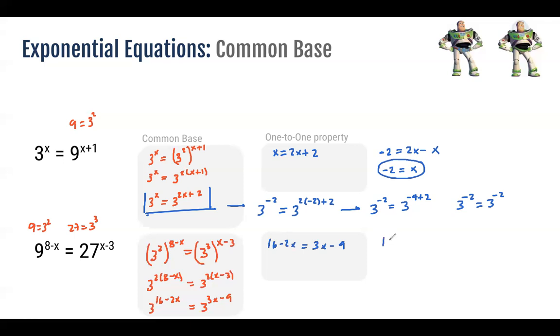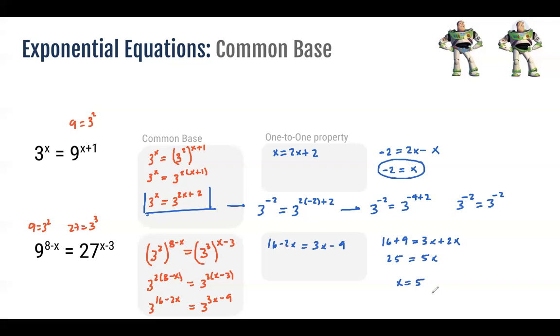And it's just a matter of solving for x. So that's going to end up as 16. We're going to add 9. And then we're going to have 3x plus 2x. So that means we have a 25 here and a 5x here. So at the end, x is going to be equal to 5.